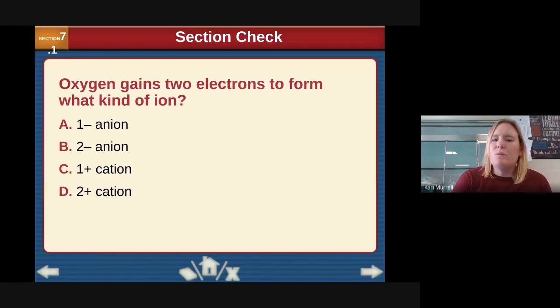All right, just one quick question. Oxygen gains 2 electrons to form what kind of ion? If something gains 2 electrons, electrons are negative, what charge would it have? Hopefully you come up with a 2 negative charge, so a -2 charge, because it gained 2 of something that's negative.